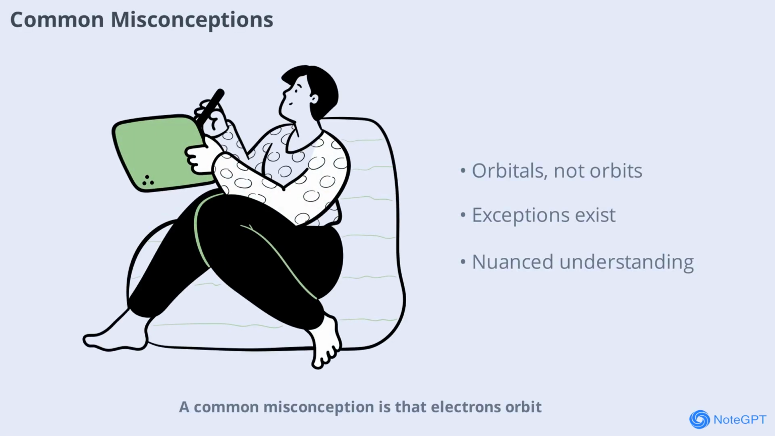A common misconception is that electrons orbit the nucleus like planets around the Sun. In reality, electrons exist in probability clouds called orbitals. Another misconception is that all elements strictly follow the filling order, but as we've seen, there are exceptions. Understanding these nuances is key to mastering electronic configuration.